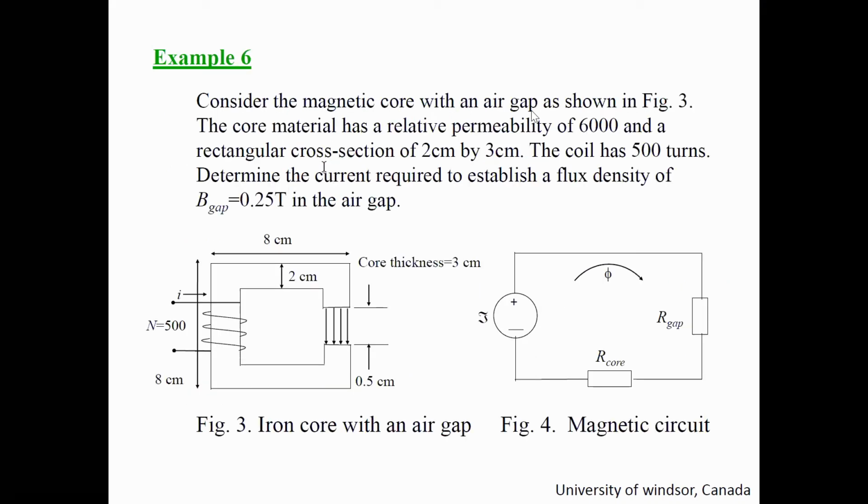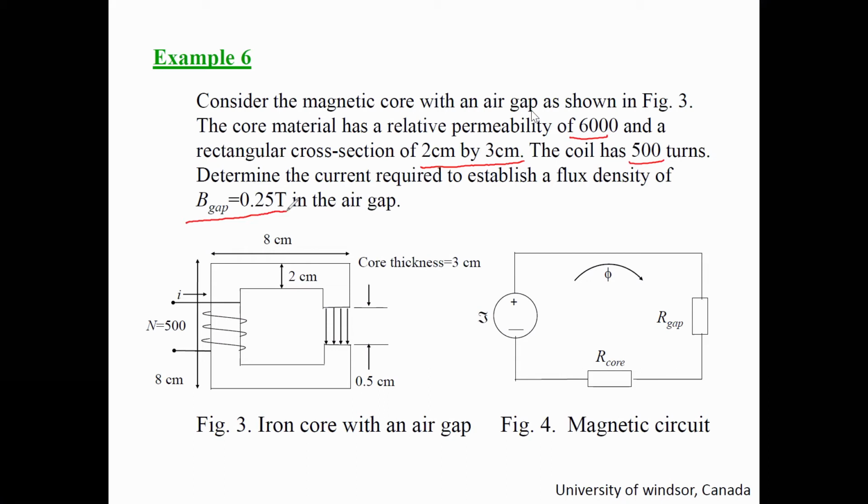Example 6. Consider the magnetic core with an air gap as shown in figure 3. The core material has a relative permeability of 6,000. So this is the first piece of information. Mu r is 6,000, and the rectangular cross-sectional area is 2 by 3. The coil height is 500. Determine the current required to establish a flux density of 0.25 in the air gap.